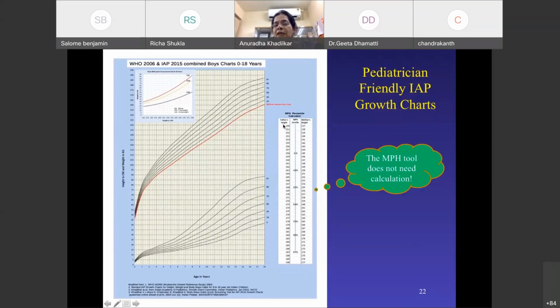You don't have to remember all those words. Just remember that there is a tool available where you can look at the father's and the mother's height and just look at the centile, so where you can see where the child should be.